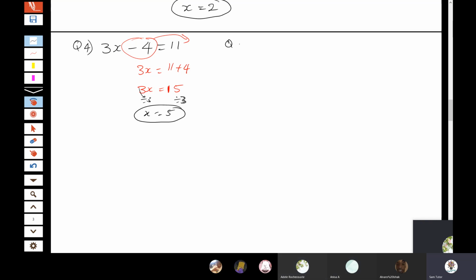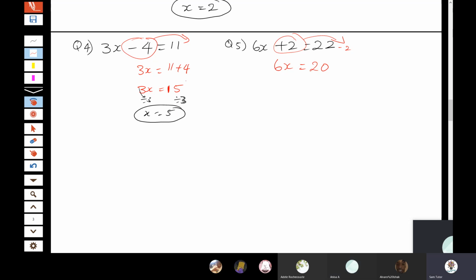Let's go again. Question 5. All right, Anissa, let's go again. 6x plus 2 equals 22. All right, step 1. Circle the plus 2 and bring it over. You are left with what here? 6x equals 22 minus 2. Good girl. 22 minus 2 is, maybe we can save a line, equals 20.